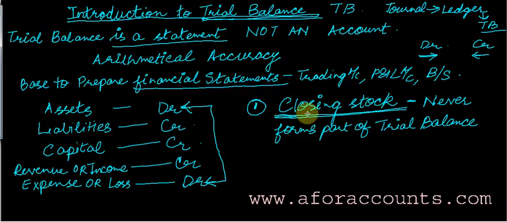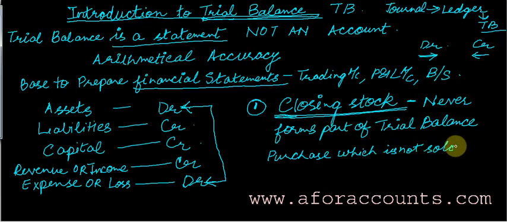Now, why is it so? Because what is closing stock actually? It is purchase which is not sold. So, when I have already written purchase in the trial balance, do I need to write closing stock again? No, it is already included in the purchase. So once again, I will not write closing stock in my trial balance. Just remember this small point. This one error can disturb the total of your trial balance. So, let's start making a trial balance now.